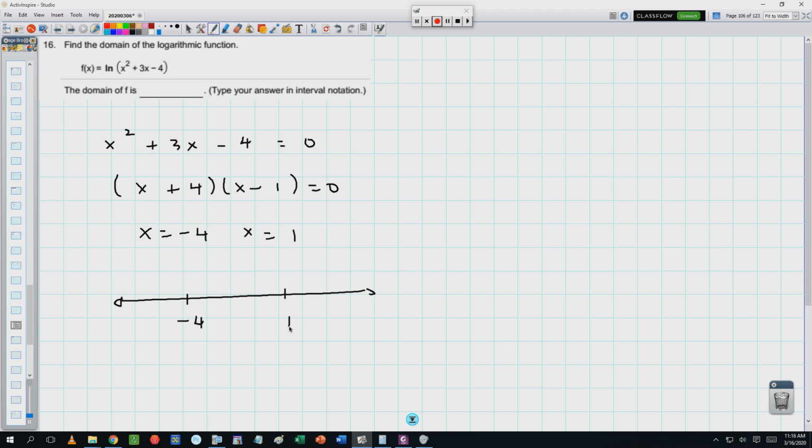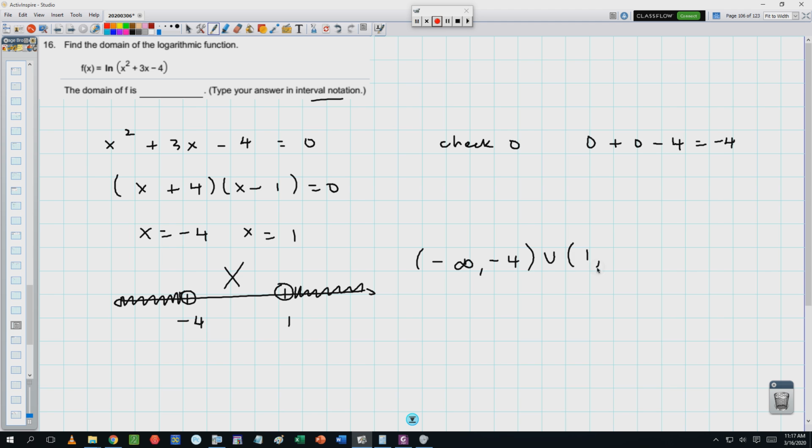Now, we cannot have equal to 0, so these will be open circles, and we'll figure out which area to shade. And I will figure out which area to shade by checking a 0. So I'm going to put a 0 in and make sure it's positive. If it's not, then I will avoid the 0. So 0 squared plus 3 times 0 minus 4 is negative 4. Negative 4 is not positive, so I will avoid 0. I will shade here, and I will shade here. Interval notation, you're looking at negative infinity to negative 4, parentheses, union, 1 to infinity.